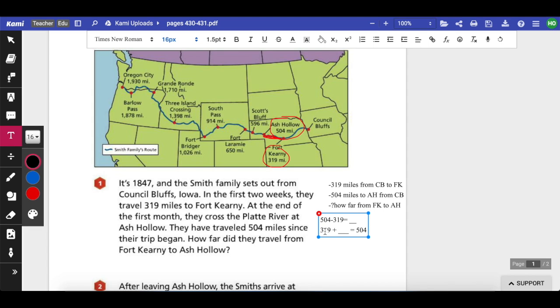So I'm thinking that it's probably going to be more than 100 miles, because I know that 319 plus 100 wouldn't equal 504. It'd be less still than 504. So I know that it's going to be more than 100 miles. It could be your choice, but pause me and solve one of these equations now.